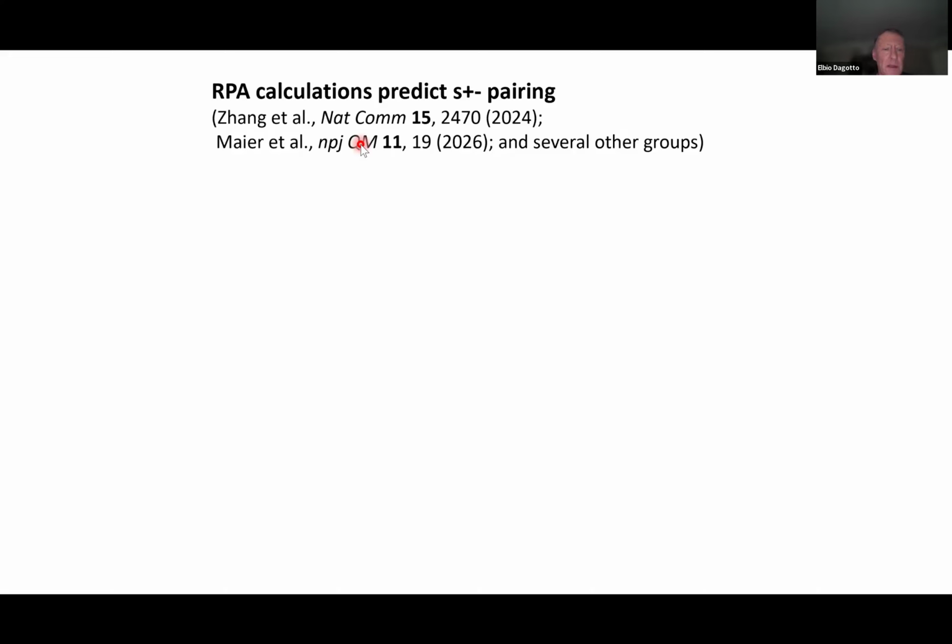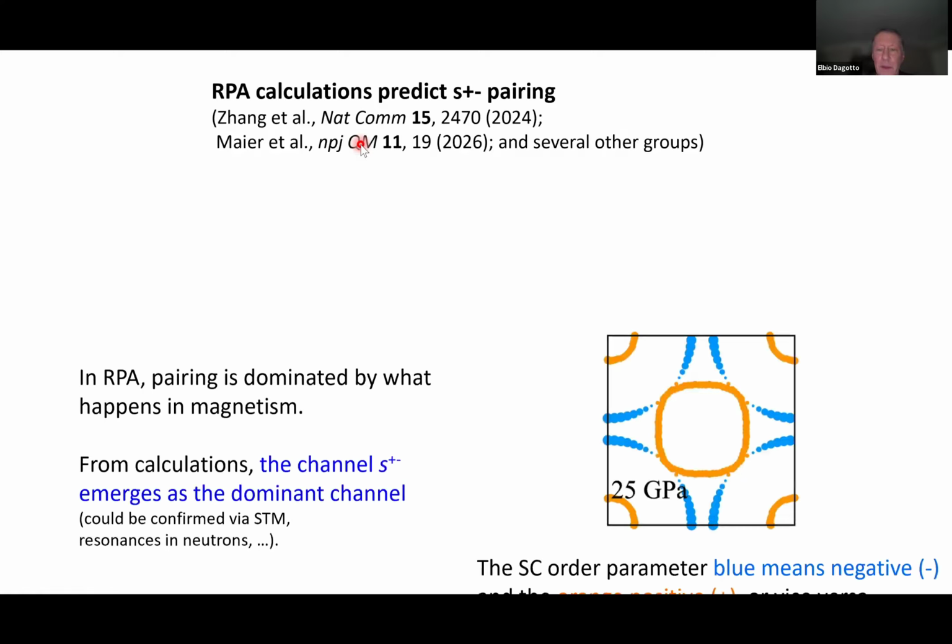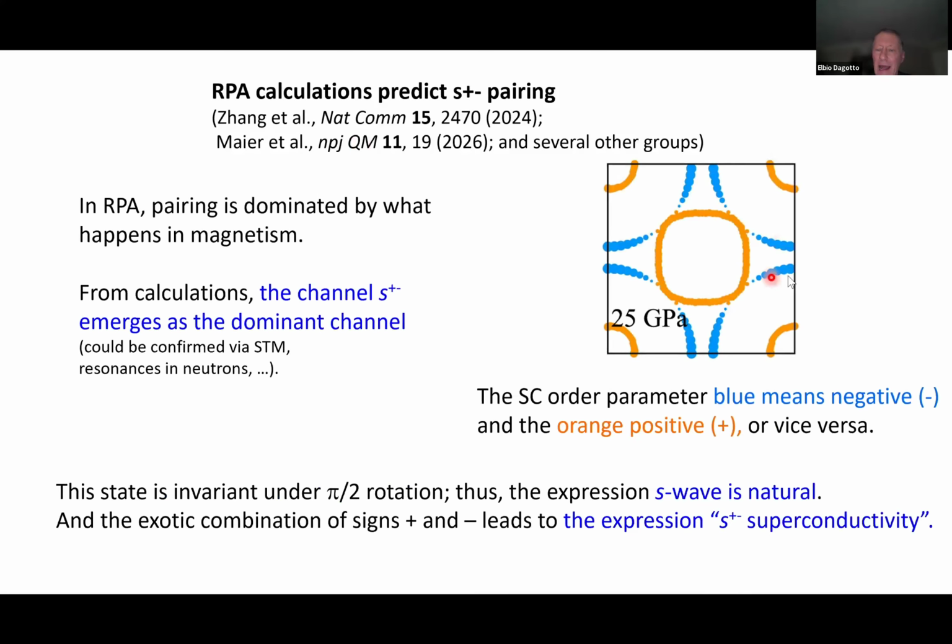Well, there are many words in this page, but this is what you have to remember. This is the Fermi surface, the same one I showed you before, the gamma pocket, the beta and alpha sheets. But you see two colors now. They represent the superconducting order parameter. For example, blue means negative and orange means positive. And under a rotation of pi over 2 it is invariant, so it's an S wave, according to the irreducible representations of the square lattice, but it also contains two signs. So we call this S plus minus.